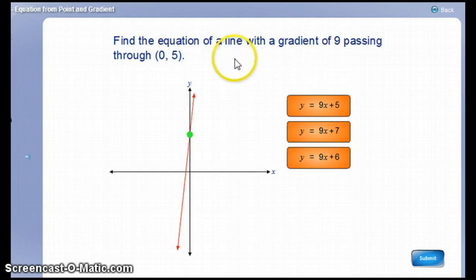Now let's have a look. Y equals mx plus c. The gradient here is 9. So the number in front of the x is 9. Oh, well, they've all got 9 in front of the x with a y by itself. So we've got to be able to figure out the extra bit. Now the coordinate 0, 5 is x equals 0, y equals 5. That's actually the y-intercept here. So this is an easy one. The equation y equals mx plus c is y equals 9x plus 5.